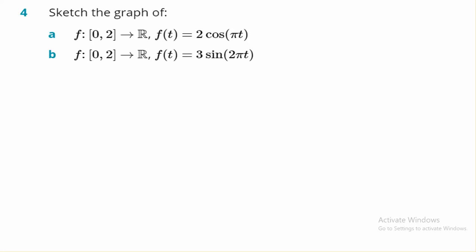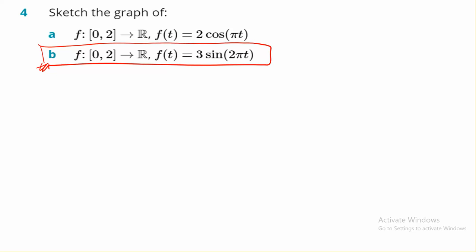11 method. We're going to look at exercise 14G, question 4B. Okay, so we're trying to sketch the graph of a sine. Okay, and you notice how it says this is in function notation. The domain is from 0 to 2, including 0 and 2. And the function is given by this function.